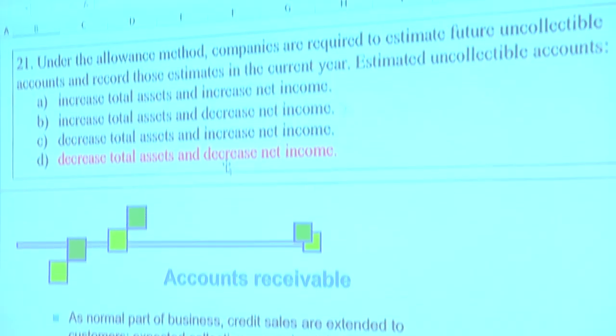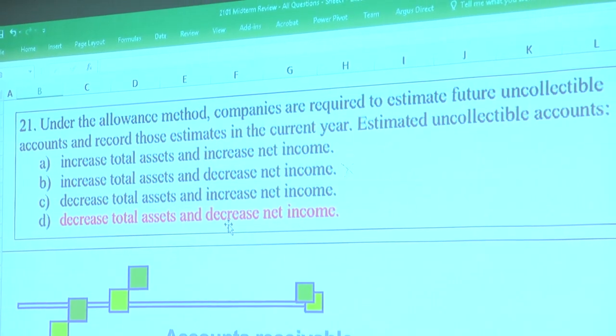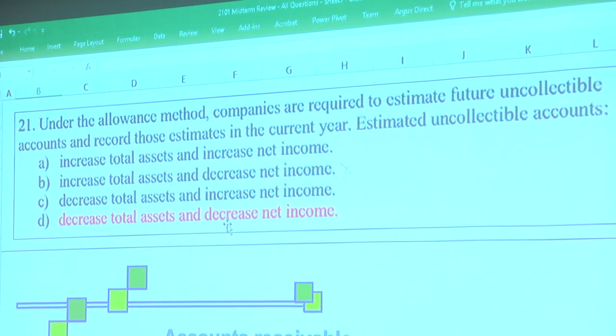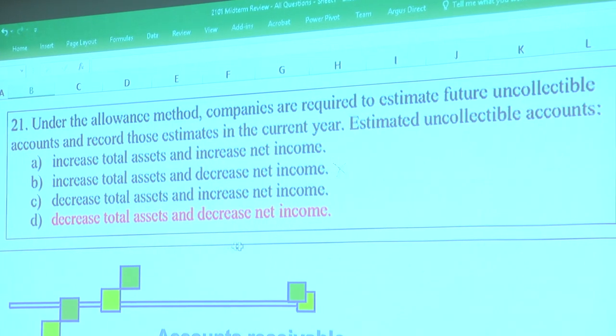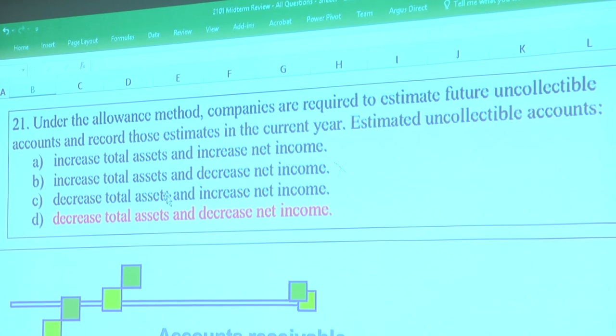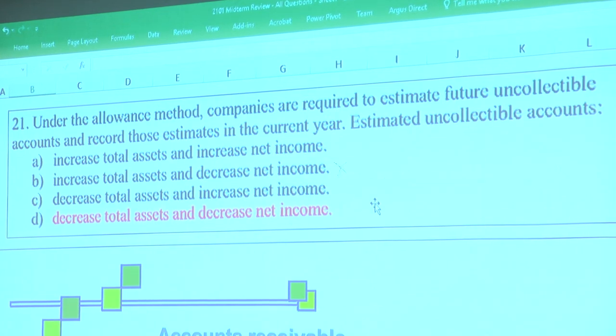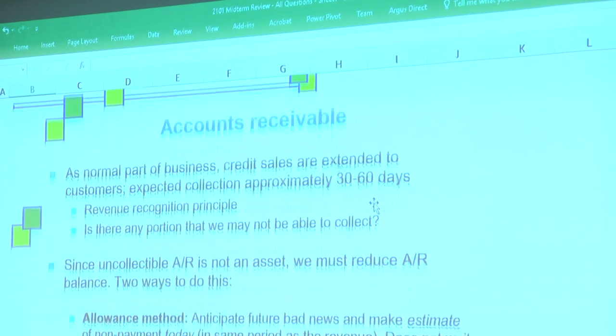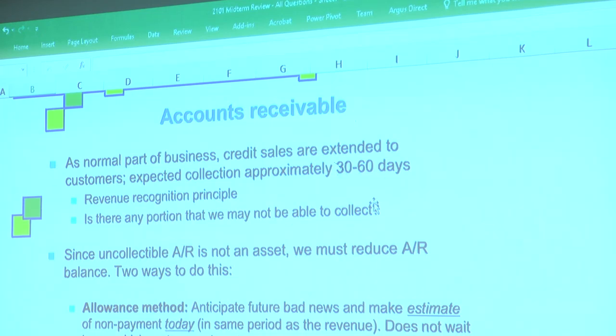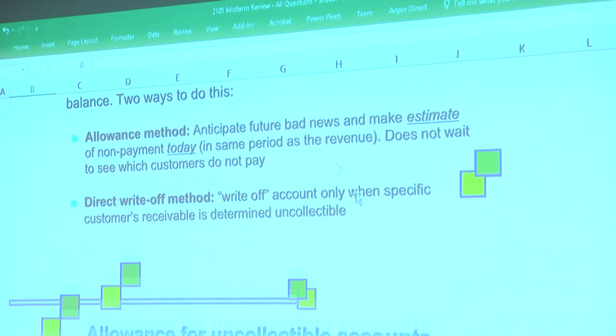Question 21. Under the allowance method, companies are required to estimate future uncollectible accounts and record those estimates in the current year. Estimated uncollectible accounts, and it gives you 4 choices in reference to how they affect assets and net income. So this slide is directly from your notes. There are 2 methods for doing this, if you guys remember.